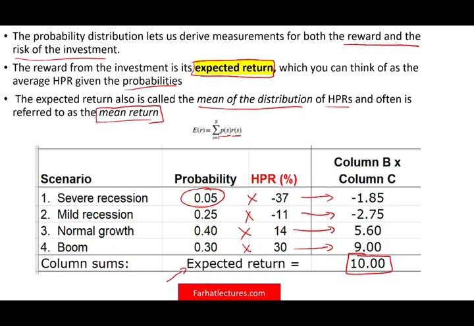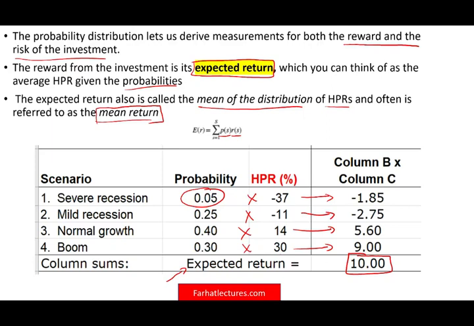So the mean return, basically, what does that mean? It means we expect, given the different probabilities, to earn 10%. Is this accurate? Absolutely not. We need to learn a little bit more about this expected return. What do we want to learn about? We want to learn about the variability of it.